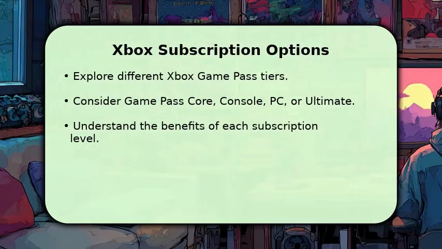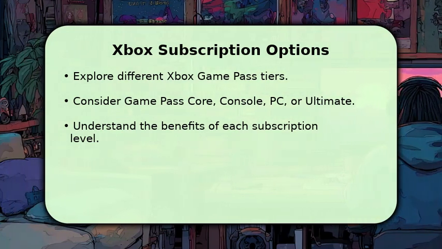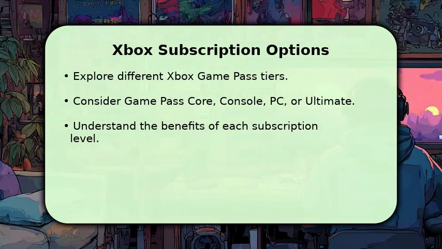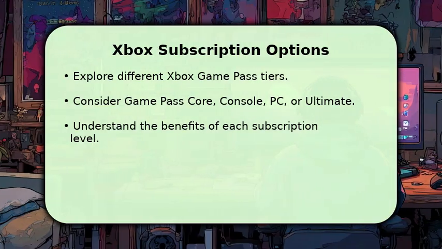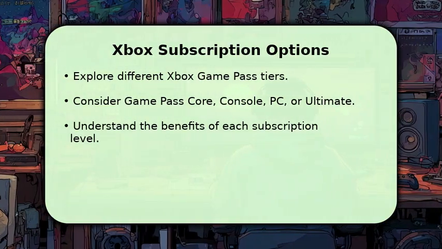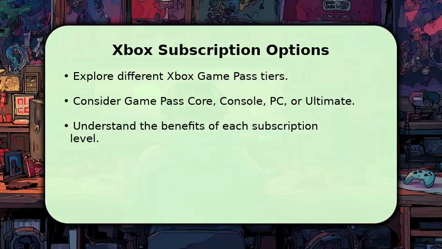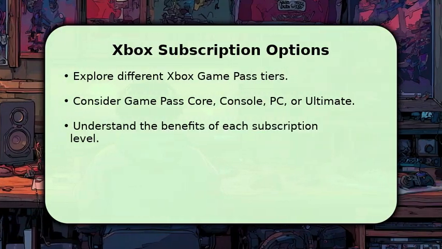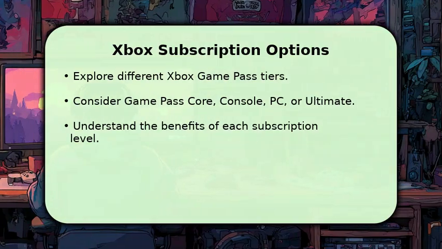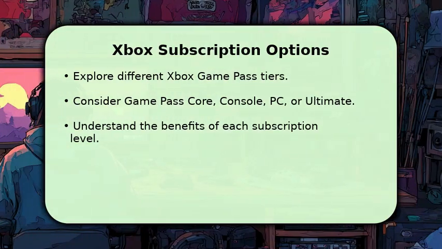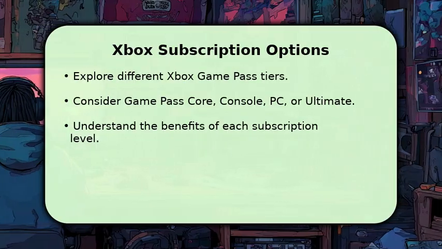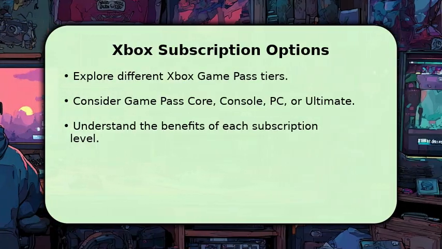Next, let's look at your subscription options. Xbox offers several tiers of Game Pass, each tailored to different gaming preferences. You can choose from Game Pass Core, which provides online multiplayer and a curated game library, or Game Pass Ultimate, which includes hundreds of games, EA Play, and cloud gaming. Take a moment to compare the benefits and decide which plan best suits your gaming style and budget.